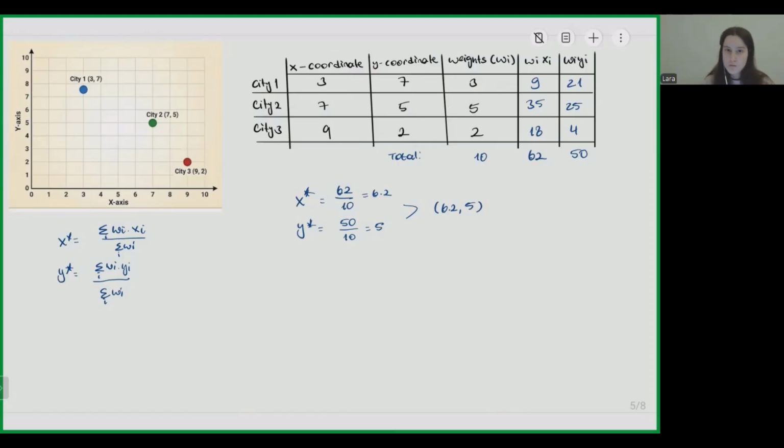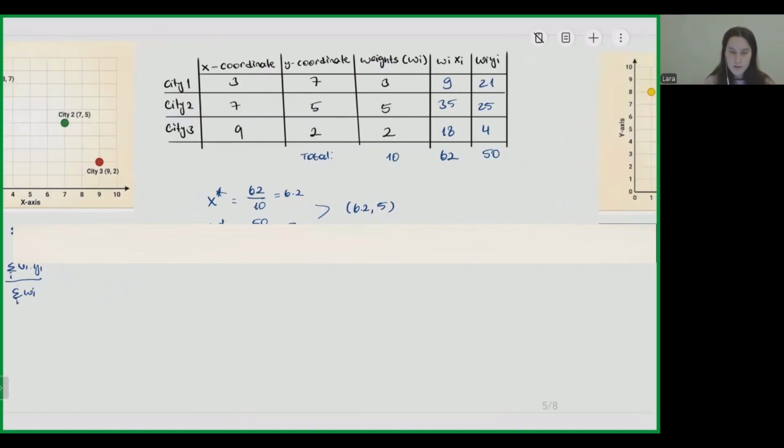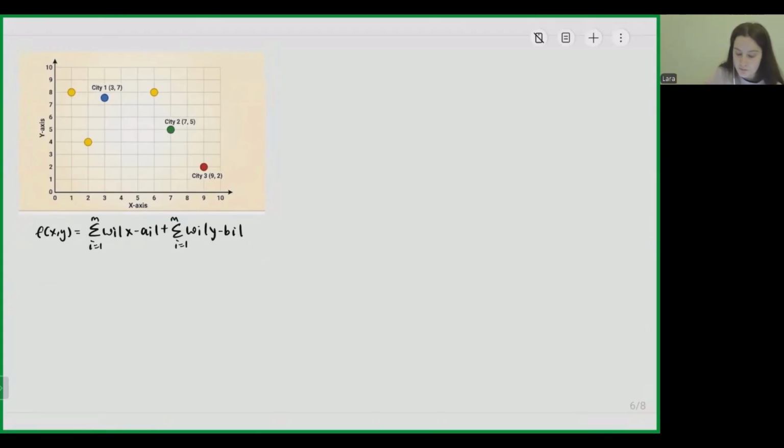So what we're going to do is we are going to look at our options. Optimal point was 6.2, 5. But to make it easier for myself, I'm going to say 6, 5.